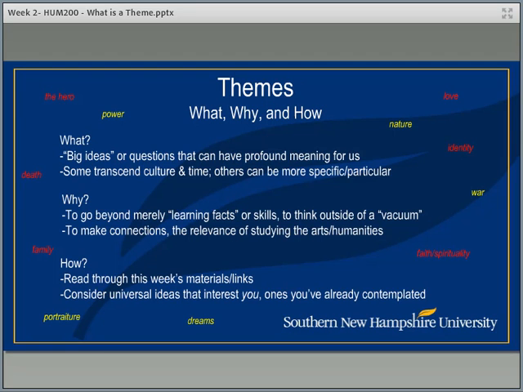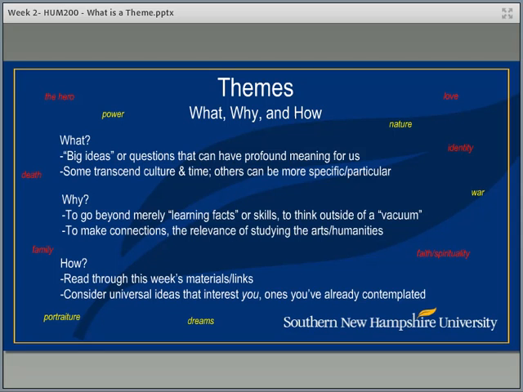And then how do we look at themes? So again, you'll always be looking at themes as you read through your weekly materials and thinking about how works of art in your different readings and discussions each week are linked together, how they have things in common in terms of those particular themes.